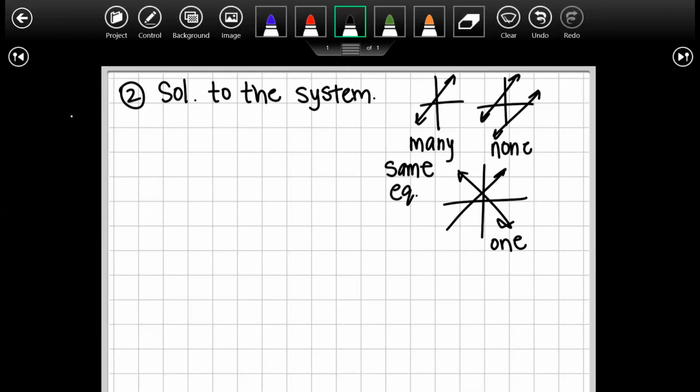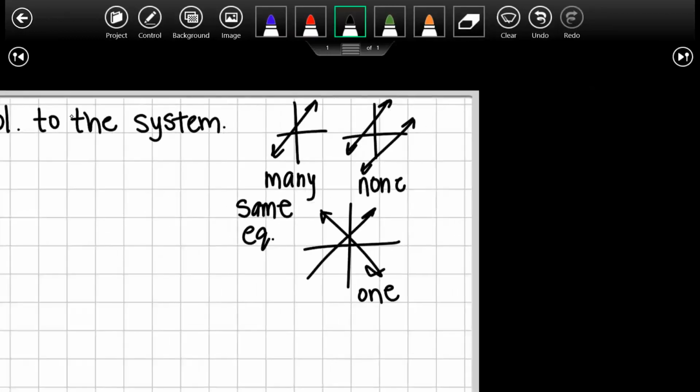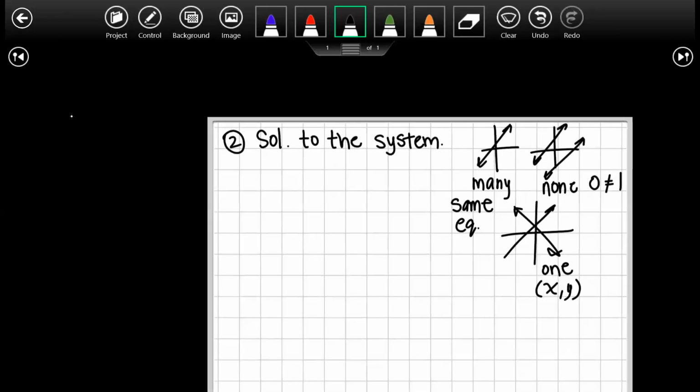The way that we usually see this graphically, many means that they're the same equation. None means that we have an invalid answer, like 1 is not equal to 0, and one answer we're looking at coordinate points. And I'll show you what I mean by doing this. When we plug in our values, we get 2y is equal to 6x plus 4. And the other one that we're going to get is y is equal to 3x plus 2.